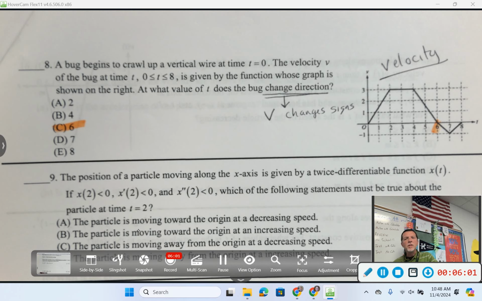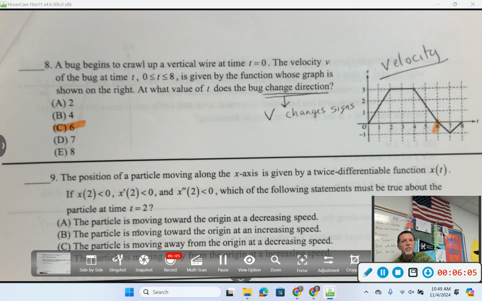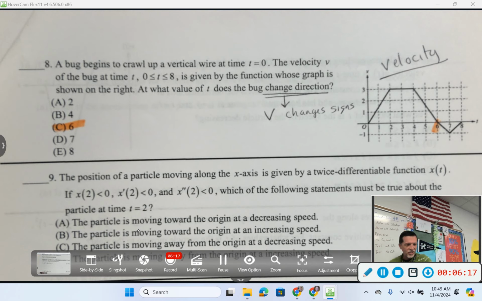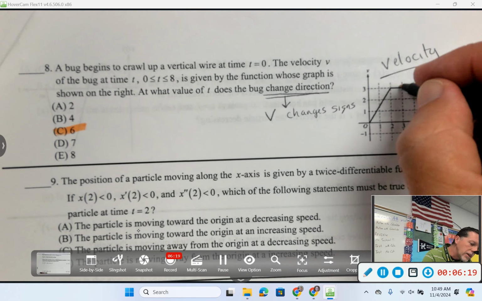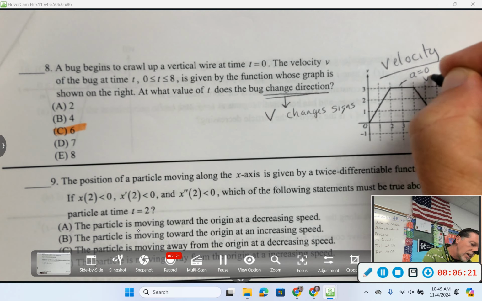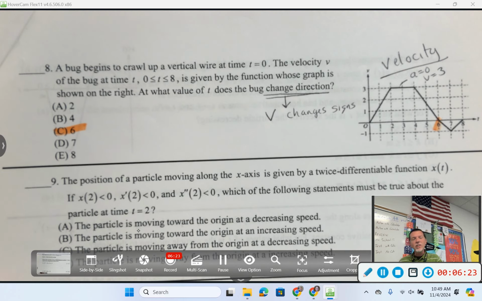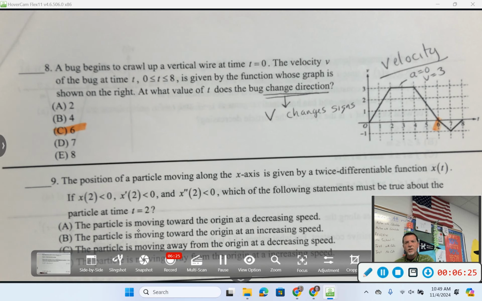Describe his movement from 2 to 4. From t equals 2 to t equals 4. How is he moving, or is he moving? What's his velocity? His velocity is 3, so he's moving. His acceleration is 0, but he's still moving up. So be careful about what you're looking at. His acceleration is 0, but his velocity is 3. He's still moving.